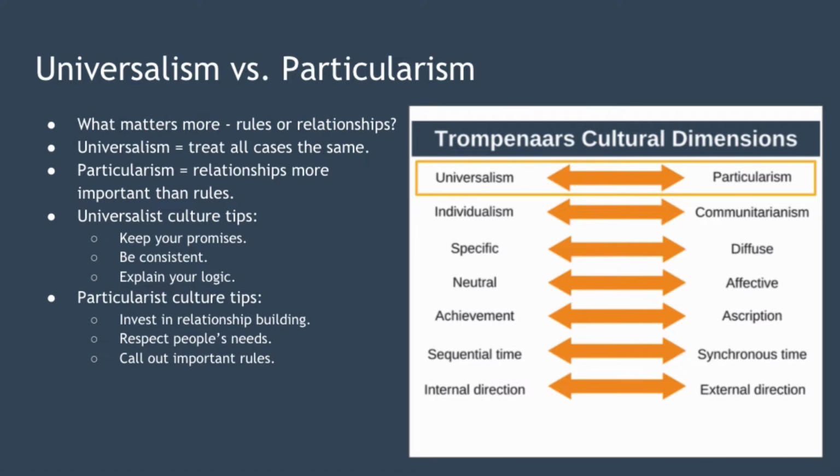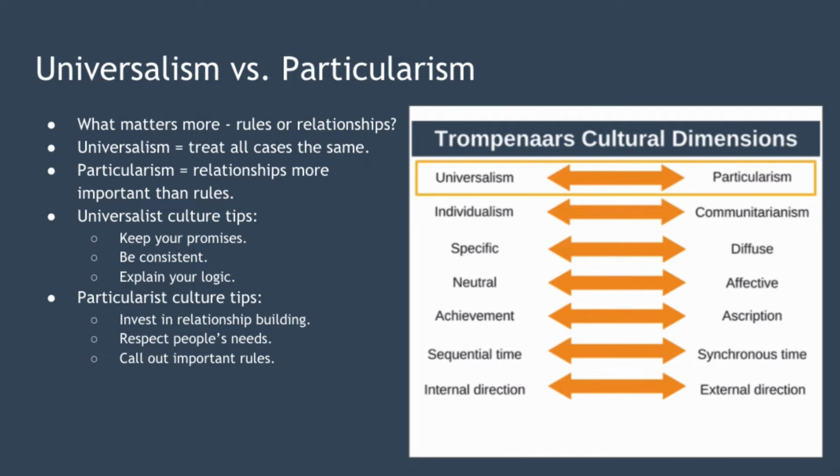Alternatively, cultures based on particularism will find relationships more important than rules. You can bend the rules for family members, close friends, or important people. Each case has to be examined in the light of its special merits. And particularist cultures include Latin America, Korea, China, and Russia, for example.